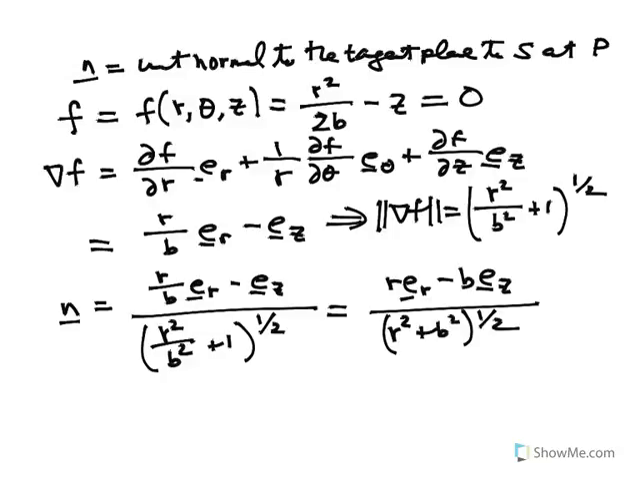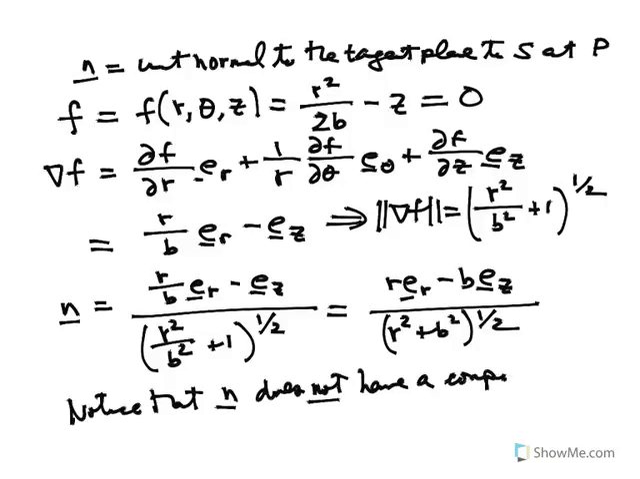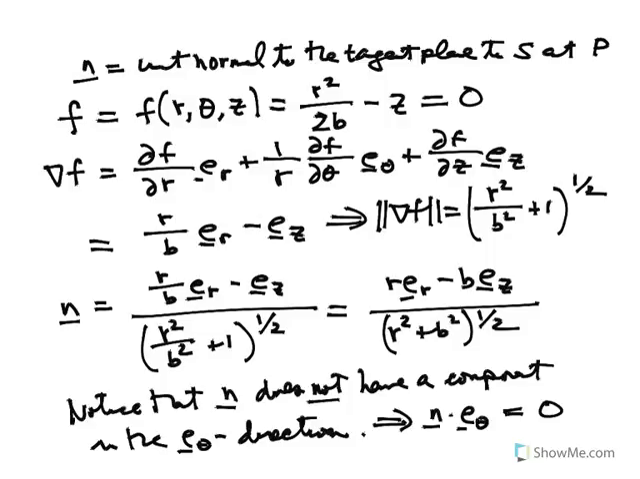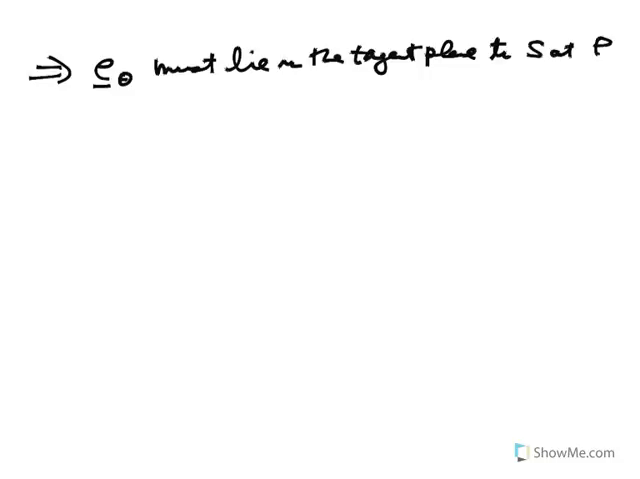Now you'll notice something, that I can actually construct a vector immediately that's orthogonal to this, that's going to be in the tangent plane. Notice that n does not have a component in the e theta direction, right? And because it doesn't have a component in the e theta direction, that means n dotted with e theta has to equal 0. So that tells me that e theta must lie in the tangent plane to S at P. And the reason it has to lie in the tangent plane is because n is normal to that tangent plane, and if I find a vector that's orthogonal to n, it has to be in the tangent plane, right? So I can say, let T1 equal e theta. So then I can get T2 straight away.